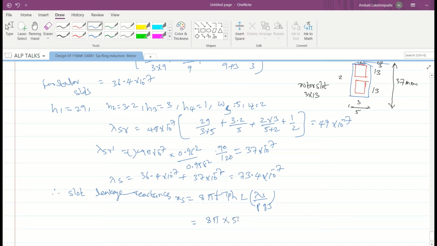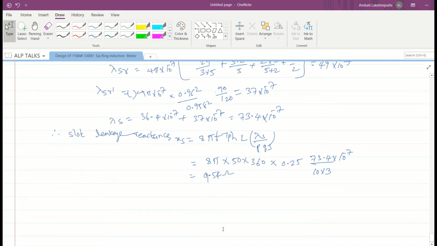So you have 50 hertz and you have 360 turns in the stator, and a length of 0.250. Let's substitute the remaining parameters: 73.4 into 10 power minus 7, divided by 10 poles, and the number of slots per pole per phase is 3 for this case. So we will get 9.54 ohms. This is the normal slot leakage reactance value.